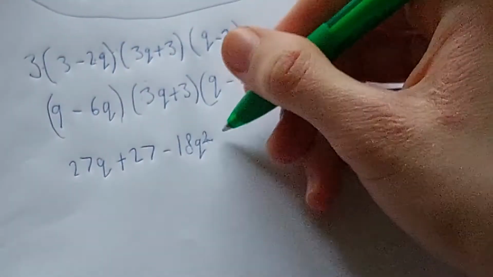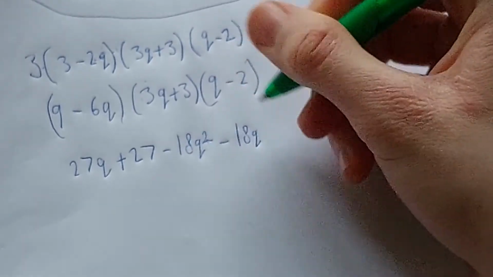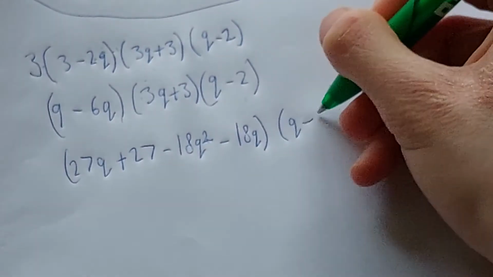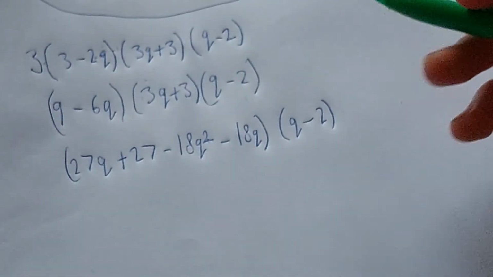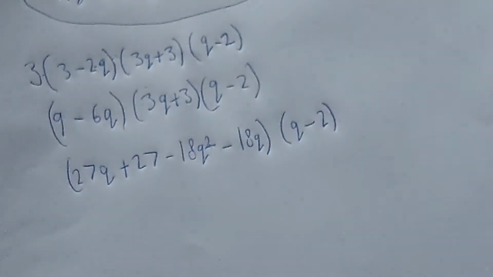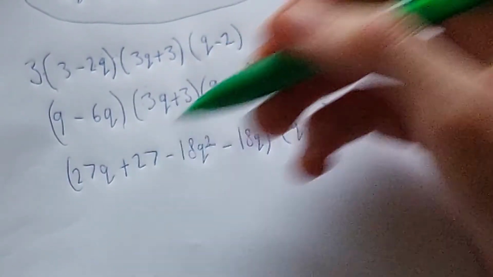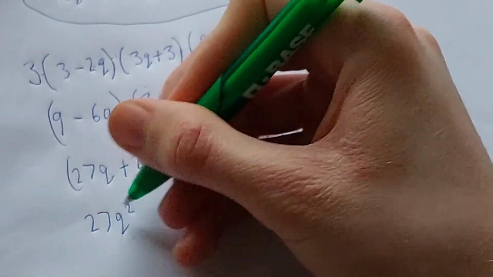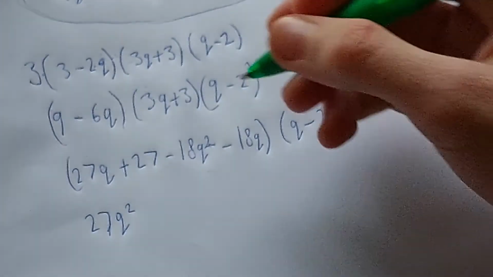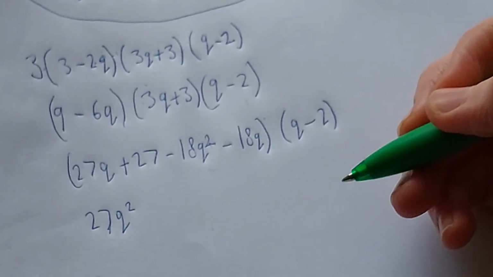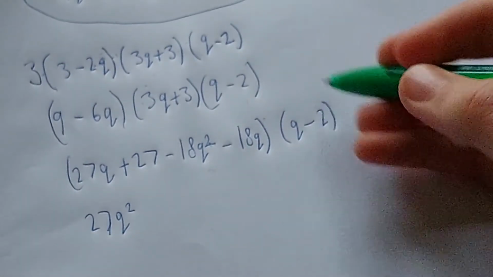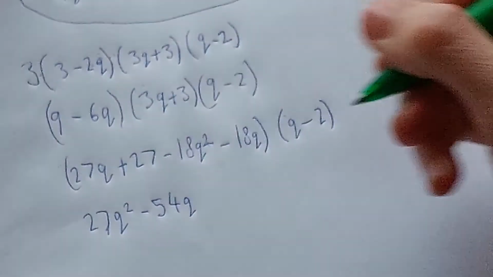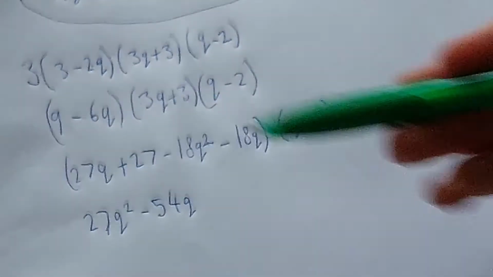And then minus 6q times 3 would be minus 18q. And then we put it back in brackets because it hasn't been expanded yet. And then we times it by the last bracket, which is q minus 2. So we do the same process as before. So it's 27q times q would be 27q squared, as you can see there. Next up we do 27q times minus 2, because it's a negative times a positive, which would give you a negative 54q, as 2 times 27 is 54, and then you've got your q.